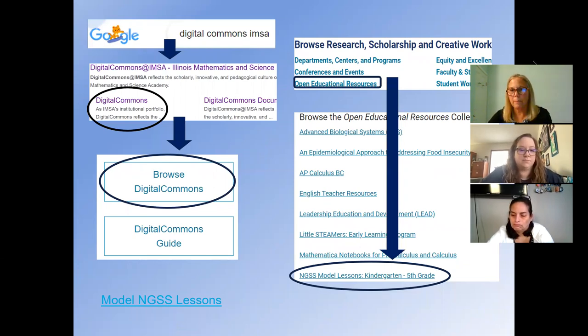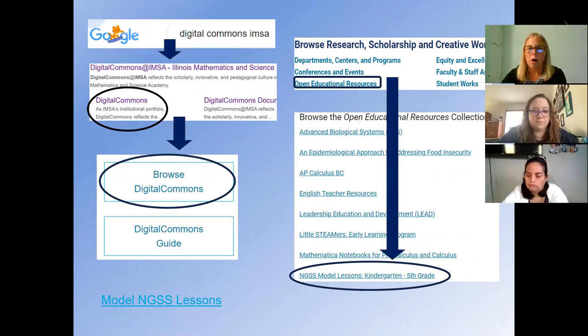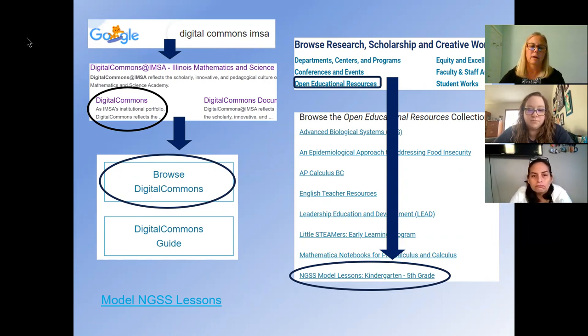So this is the Digital Commons that I was talking about. All of the sessions today, you'll have access to this. There are lots of different things from the sessions that we've done in the past, presentations the whole team has done across the country and in the state, but it's open educational resources. So again, you don't have to pay for anything. If you just Google Digital Commons IMSA, but you have to put IMSA in because Digital Commons is a university nationwide type system, you get our little Digital Commons. You can go down, you can browse it. OERs, the Open Educational Resources, those are the free things.